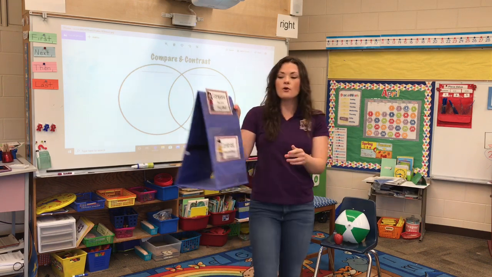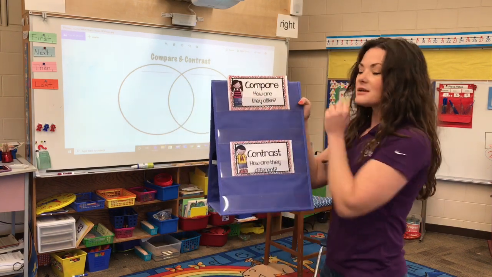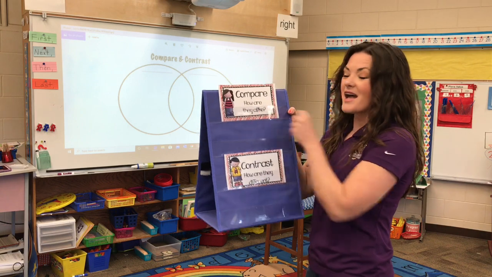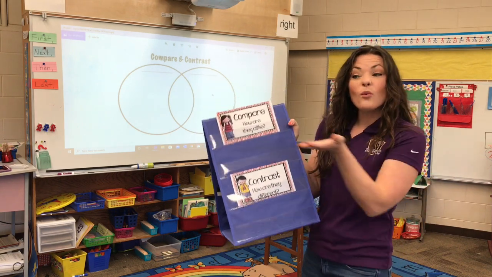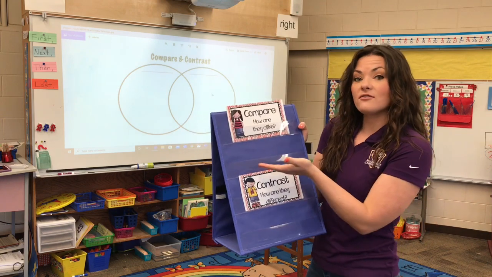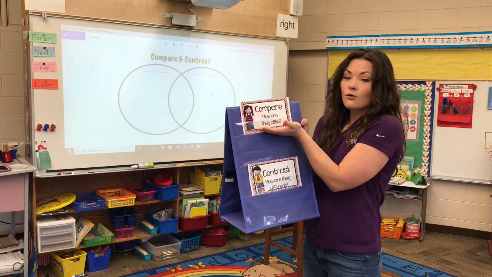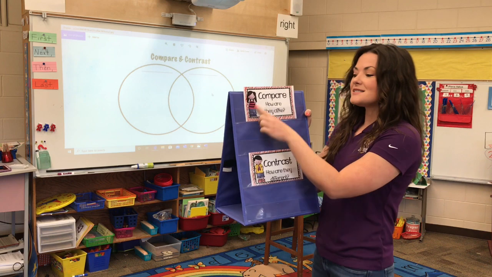When we have the word compare, remember it's talking about how are they alike. With our gingerbread stories, we talked about, did they run away from the fox? Were they eaten by the fox? How are they alike? How are those stories the same?